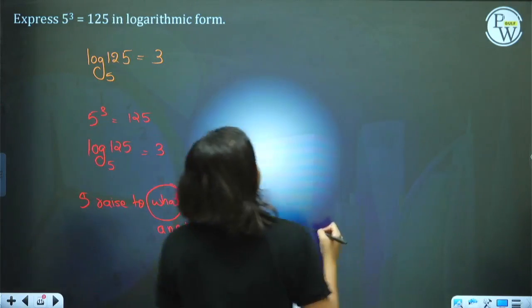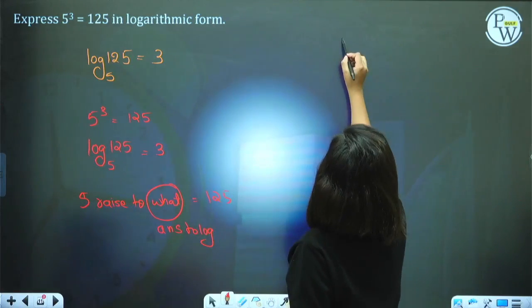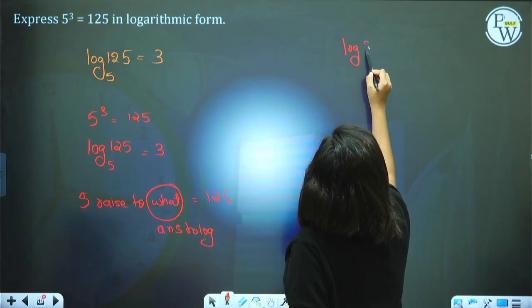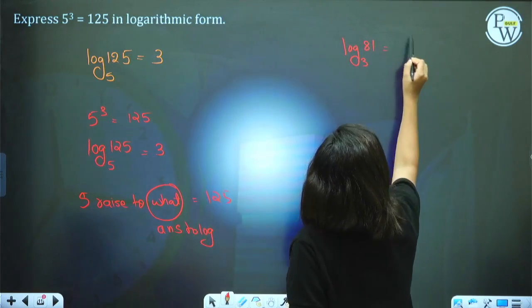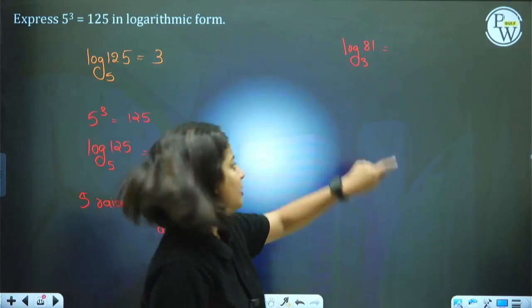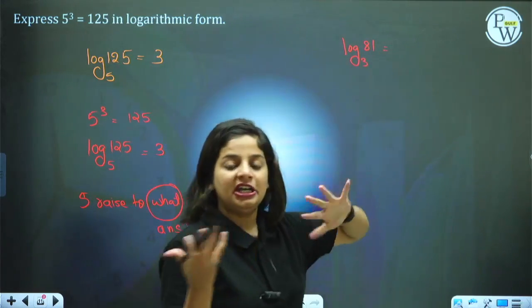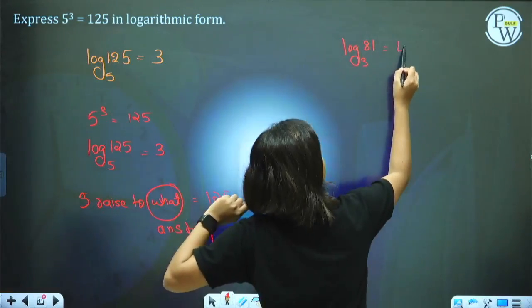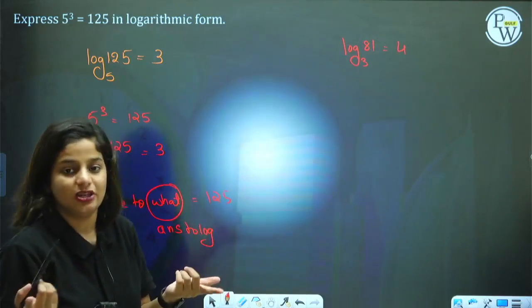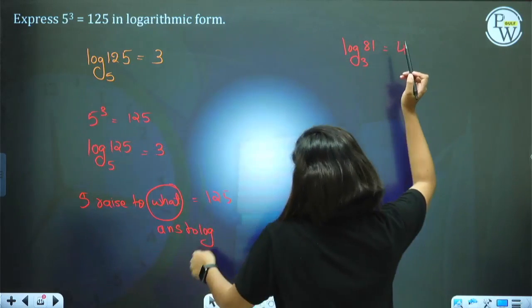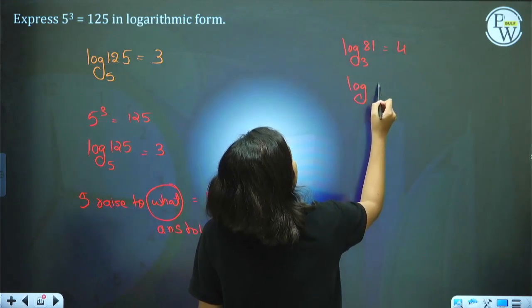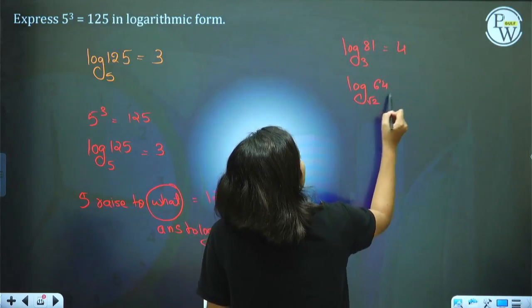Example, log of 81 to the base 3 will be how much? So you ask a question, 3 raised to what will give me 81? 3 raised to 4 will give us 81. So the answer to log is that 4. Let's write log of 64 to the base root 2.